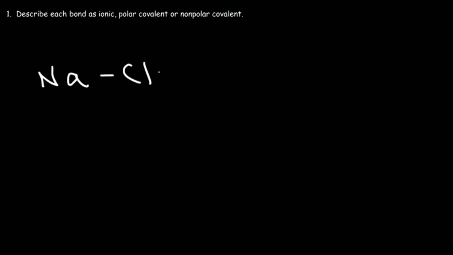Now, what about the bond between sodium and chlorine? Would you describe it as ionic, polar covalent, or non-polar covalent? Sodium is a metal. Chlorine is a non-metal. And typically, when you have a metal mixed with a non-metal, for the most part, it's safe to say that it's going to be an ionic bond.